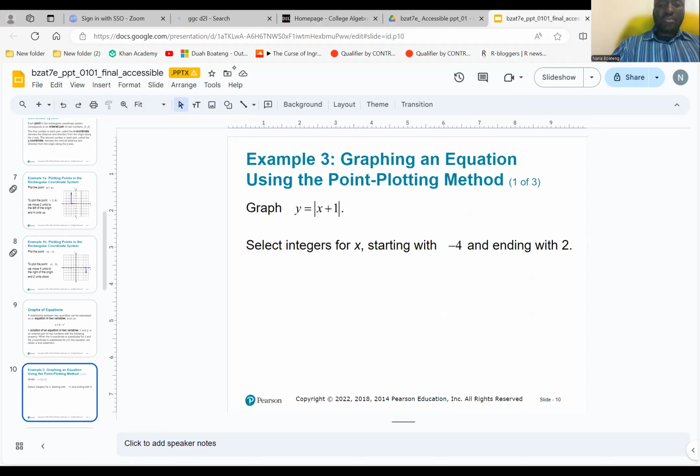y = |x + 1|. We call these bars around the x + 1 the absolute value. It means we only take the positive part after we evaluate the equation. For every x value that we substitute into this equation, for the final result, we only take the positive part. That is what the absolute value means.